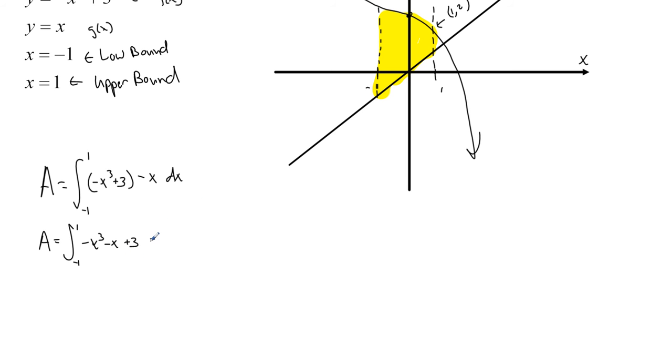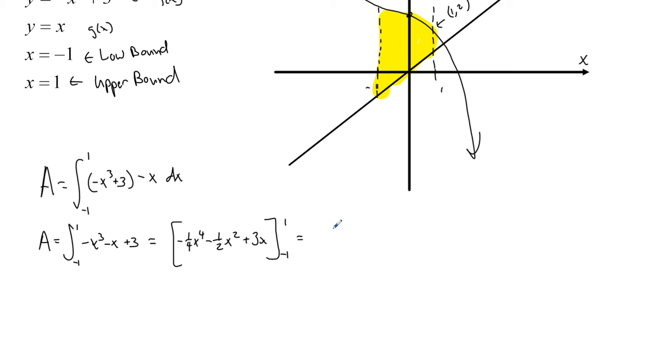And so that integral is going to be, let's see here, negative 1/4 x to the fourth minus 1/2 x squared plus 3x evaluated from negative 1 to 1. And again, I'm just doing the simple power rule on all three of those terms to make it real easy.